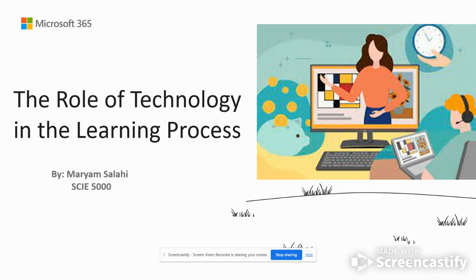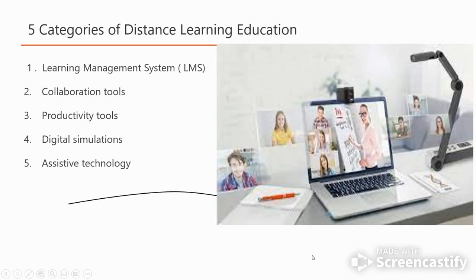Hello, everybody. This is a presentation about the role of technology in the learning process. There are five categories of distance learning education. The first and the most important one is the learning management system that is used in schools for teachers and students. The second one, collaboration tools, productivity tools, digital simulations, and assistive technology.